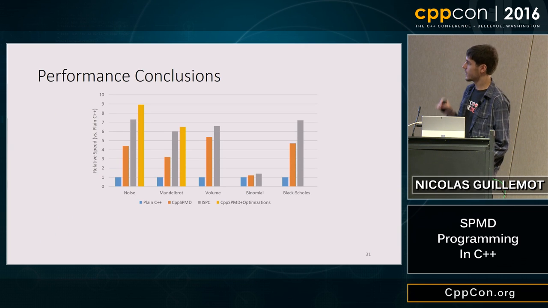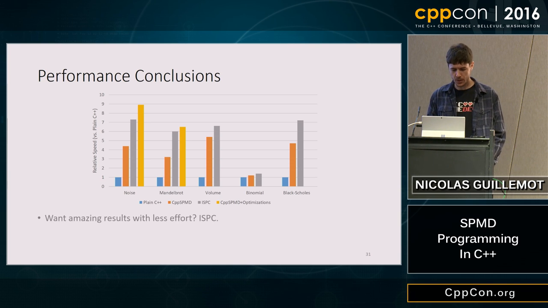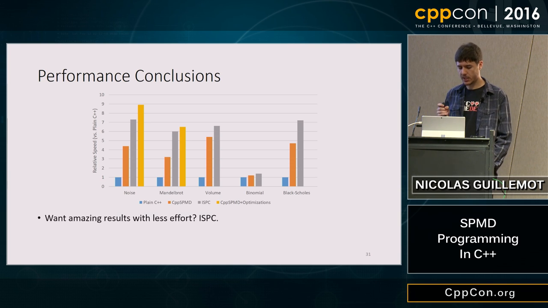So to summarize all these examples, here's a nice graph. The plain C++ is the blue bar, and the orange bar is CppSPMD's performance relative to the blue ones. ISPC is the gray bar, and when I took the time to optimize it, that's the yellow bar. So I think this should give you a big idea of what's going on here. It seems like if you want really great results and not have to do any tricky optimizations, you can just use ISPC today, and that seems like probably the best choice.